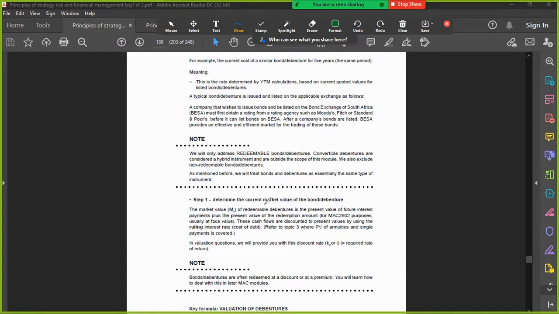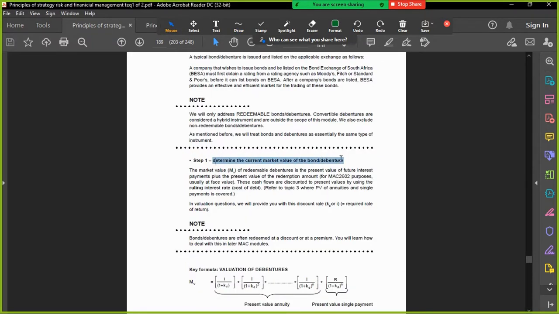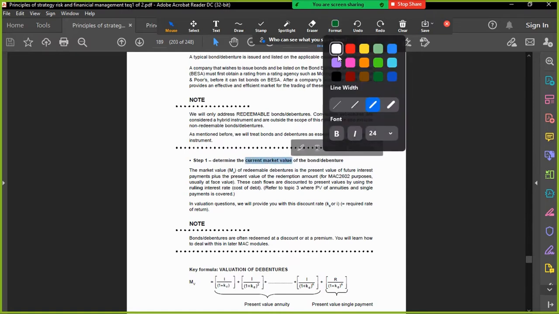All right, so if you look at the calculations here, the steps determining the current market value of the bond, what is this asking you to do? Working out the market value. So in other words, what is the current price? Does it make sense? So the PV.